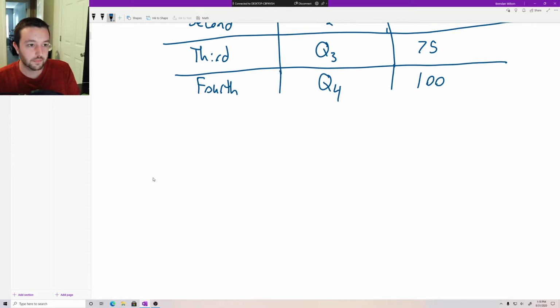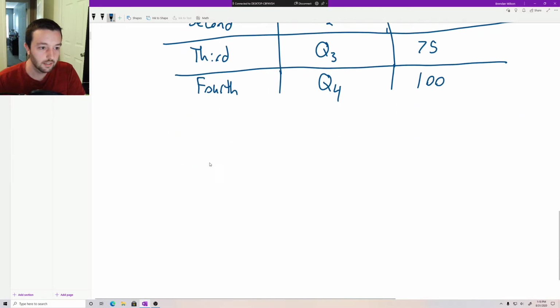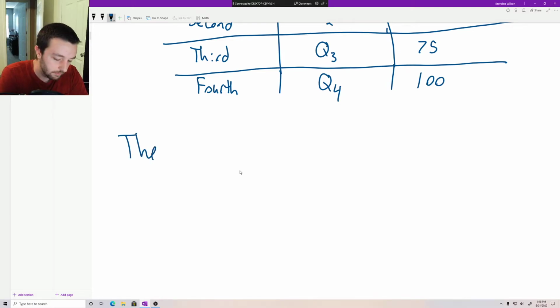Okay, so I've said that the Q2 is the 50th percentile. That's about half of the people scored at or below this, half the people scored above this. So it's the halfway point. Another word we have for the halfway point is what's called the median. Okay, so this is the definition.